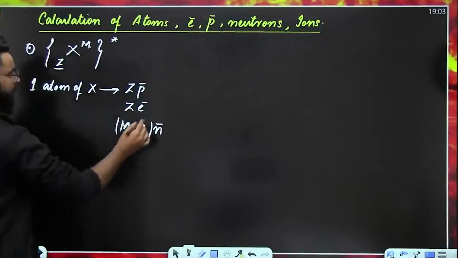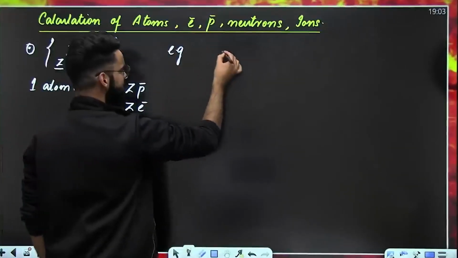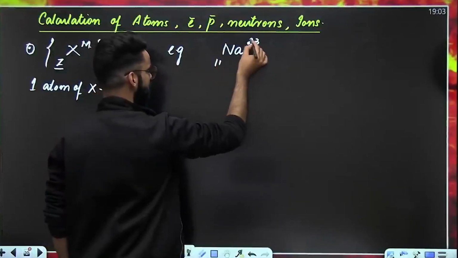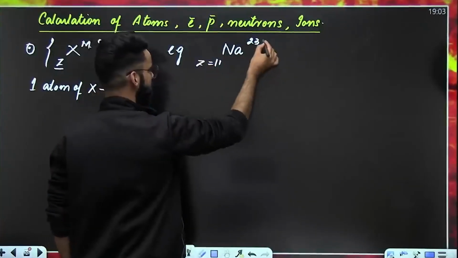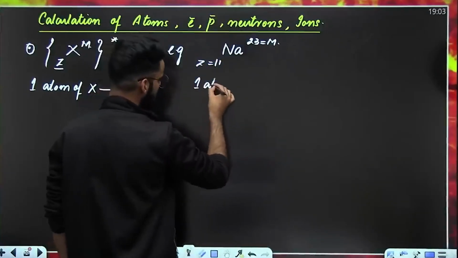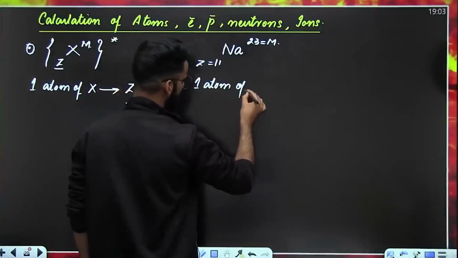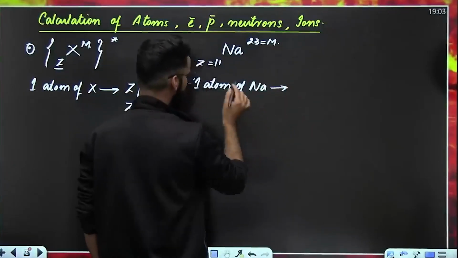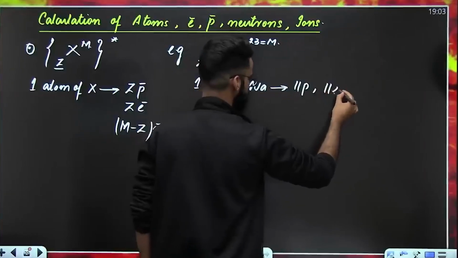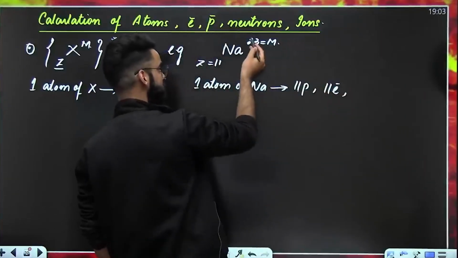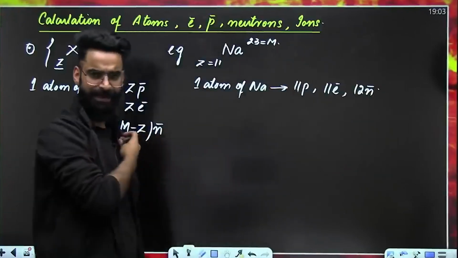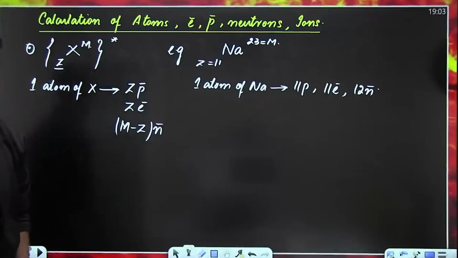What does it mean? For example, have a look. Let's say you are talking about sodium. Its atomic number is 11, so this is the value of Z. Its mass number is 23, so this is the value of M. Perfect. So one atom of sodium contains how many protons? It contains 11 protons. How many electrons? 11 electrons. How many neutrons? 23 minus 11 comes out to be 12. 12 neutrons. Correct? This is complete basics which all of you must be knowing.